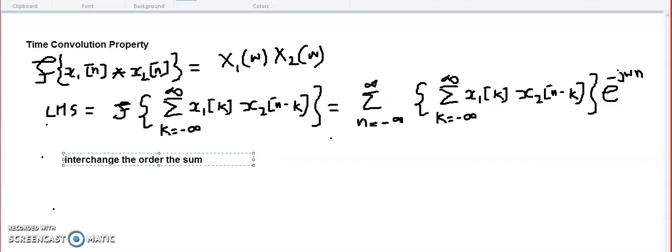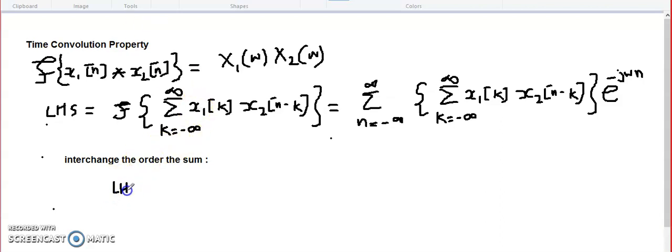it means that first the summation is on k, the inner summation is on k, then we are performing it on n. If we interchange them, that is, first do it on n and then on k, it will remain the same. Let us see what will happen then.